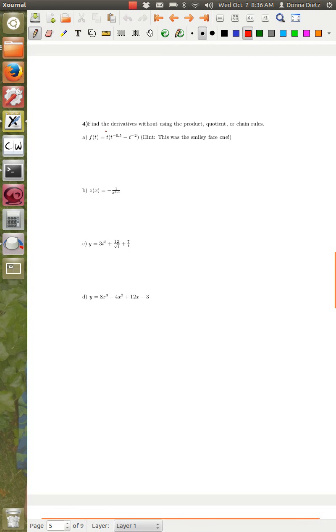So the point is you're supposed to multiply through and distribute t to the first, t to the minus 0.5. So 1 minus 0.5 is 0.5. But don't forget, this is not a derivative. This is a multiplication step. Okay, 1 minus 2 is negative 1.